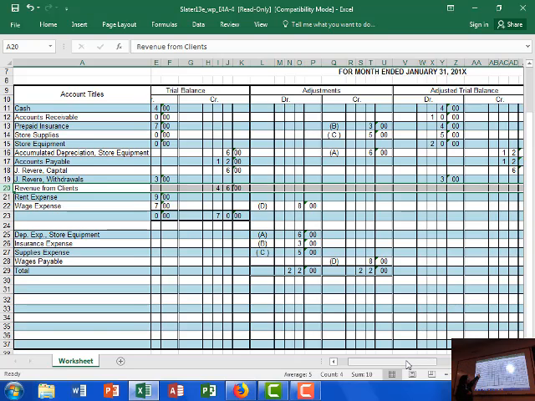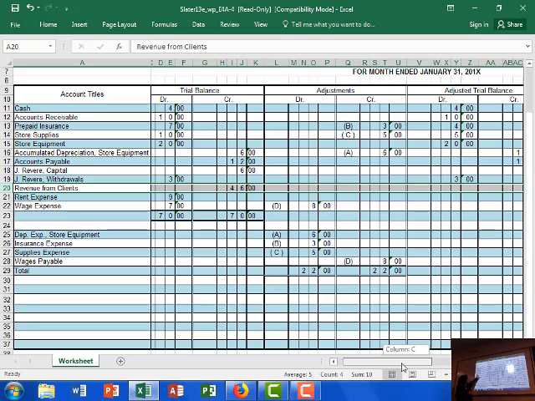Revenue from clients. We didn't do anything with that, so we bring it over. Any account that you didn't touch with an adjustment, you bring that value over. Rent expense, we didn't touch that, so we bring that over for $9. And remember, this is happening in the same month. Okay? Then for the wage expense, here we go.